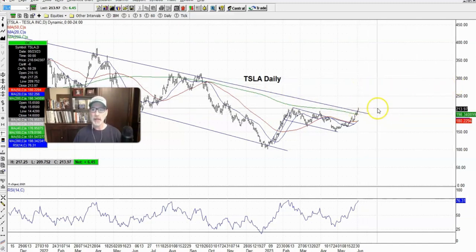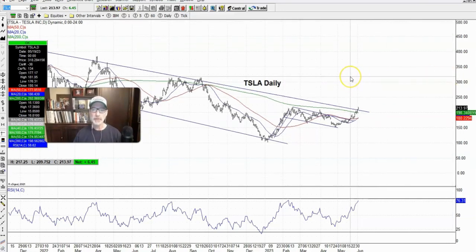It'll probably take out $250. $300 would probably be the next area of resistance because you got to look backwards. $300 right here in September of 2022 was that next area of resistance. So if Tesla keeps going, look for 300 as your next area to contain it for maybe a short period of time. Okay, so that's Tesla.